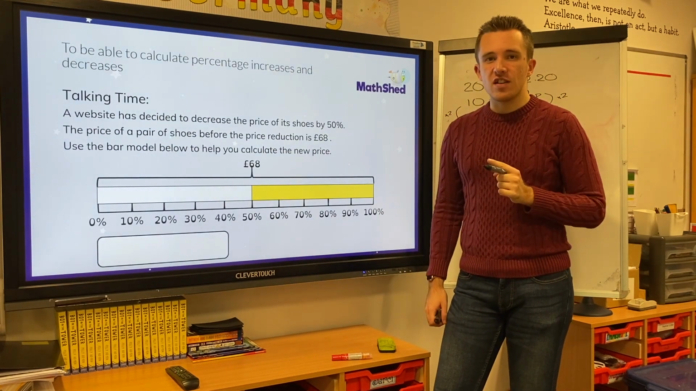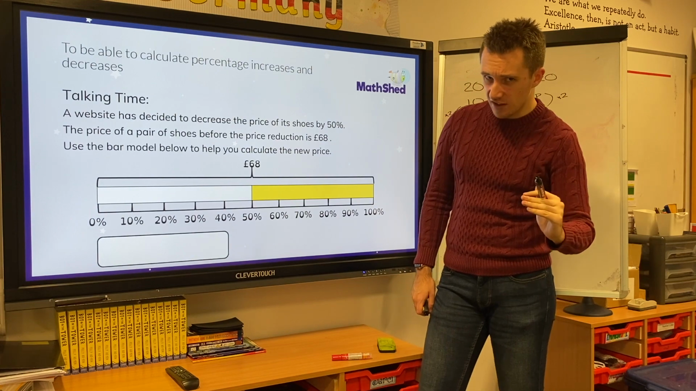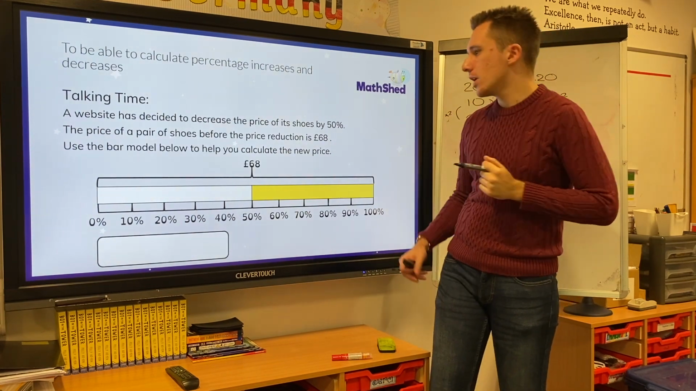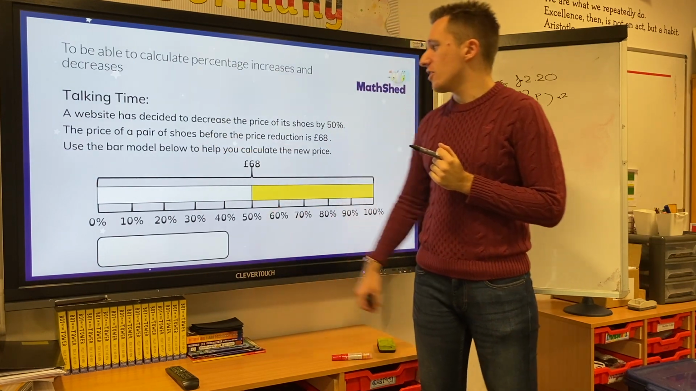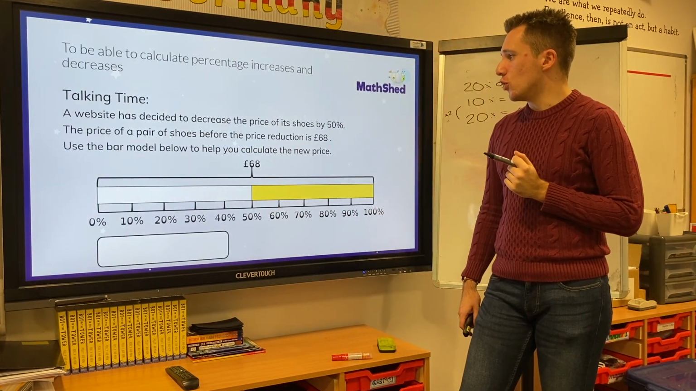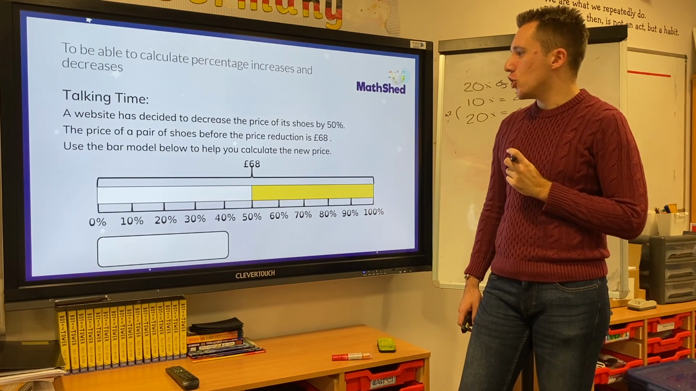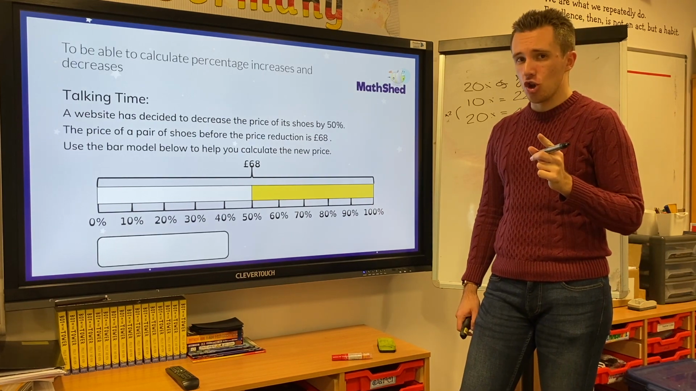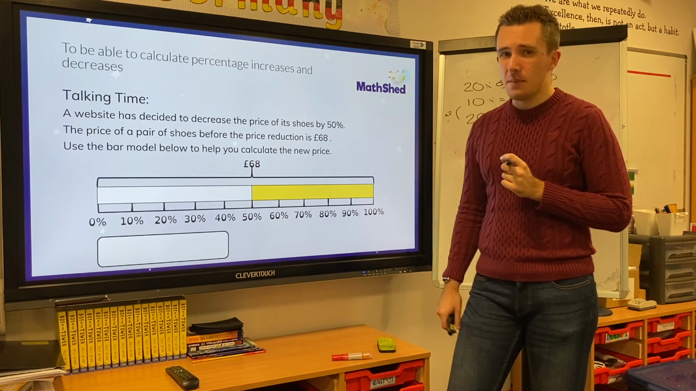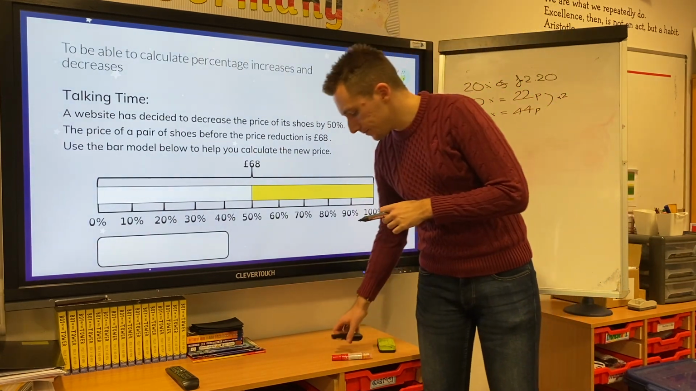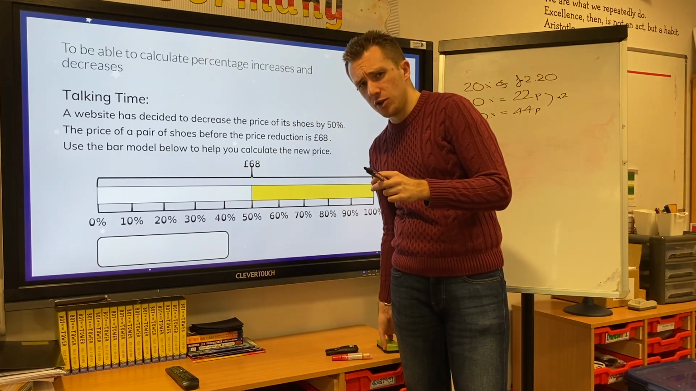That was increasing. We're now looking at decreasing, where the price goes down, and you often see this in shops. So, a website has decided to decrease the price of its shoes by 50%. Bargain. The price of a pair of shoes before the reduction was £68. Use the bar model to help you. Is this any more difficult?